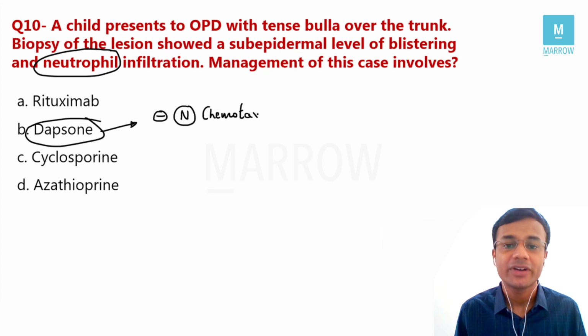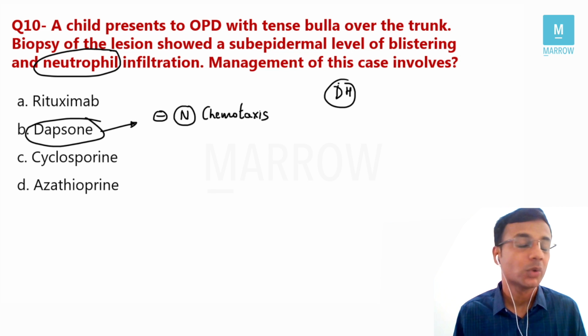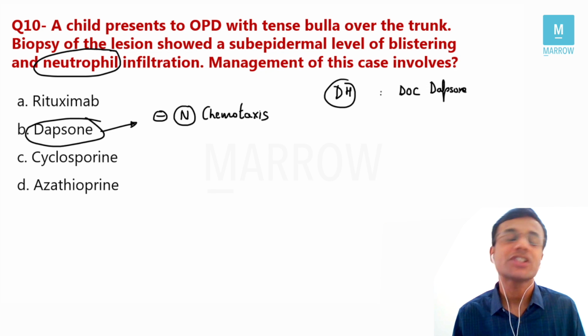And this reason I've already mentioned when I was discussing dermatitis herpetiformis, because you know that in dermatitis herpetiformis also you get neutrophilic infiltrate. That's why the drug of choice here I've already mentioned as dapsone. So the logic over here is because it inhibits neutrophil chemotaxis, that is why dapsone becomes the answer.